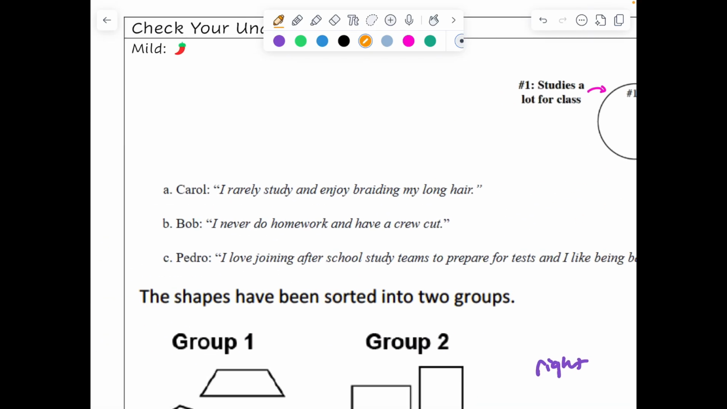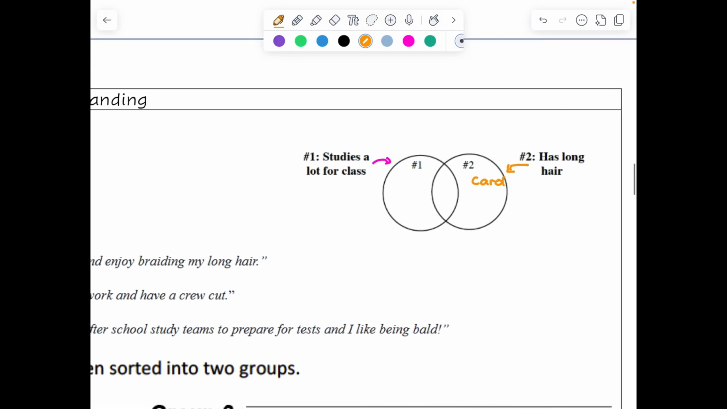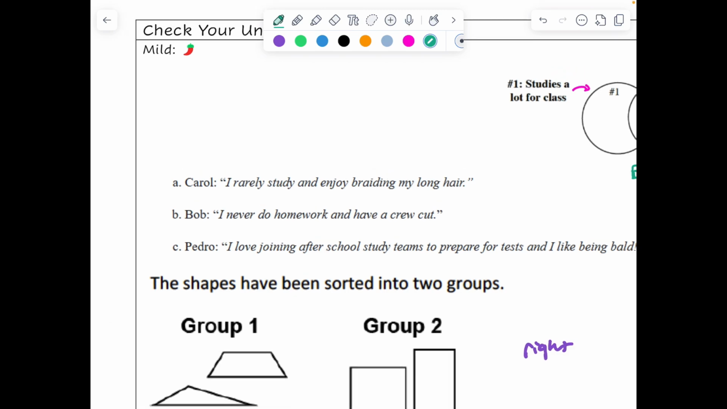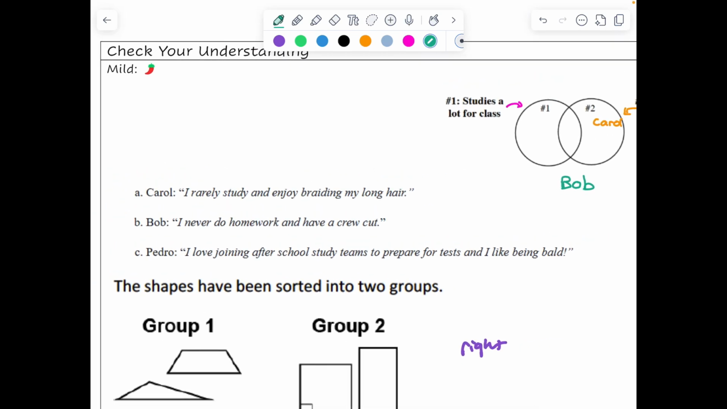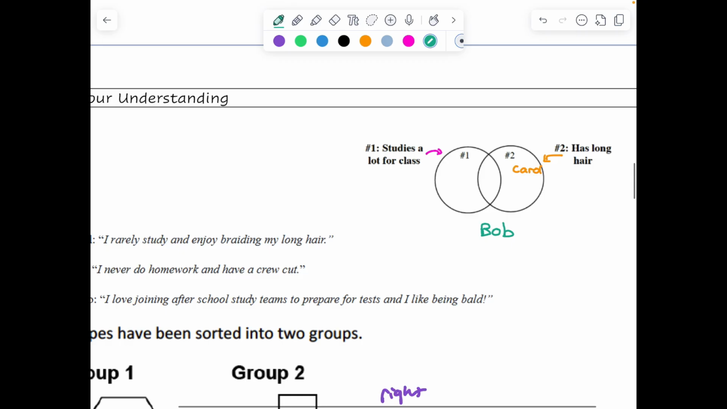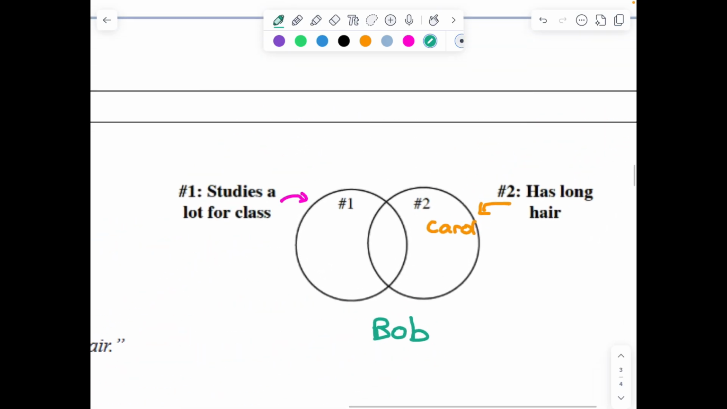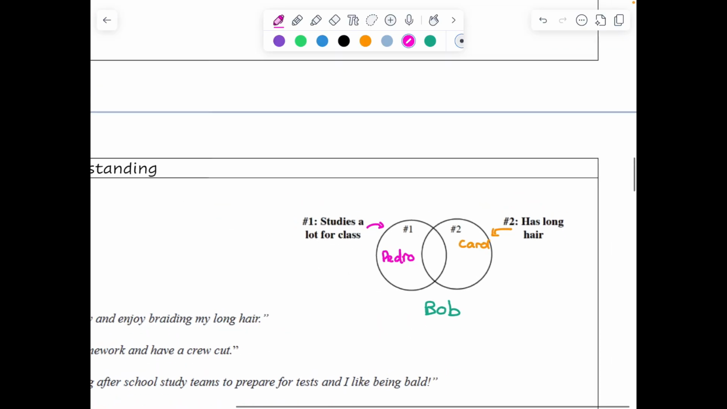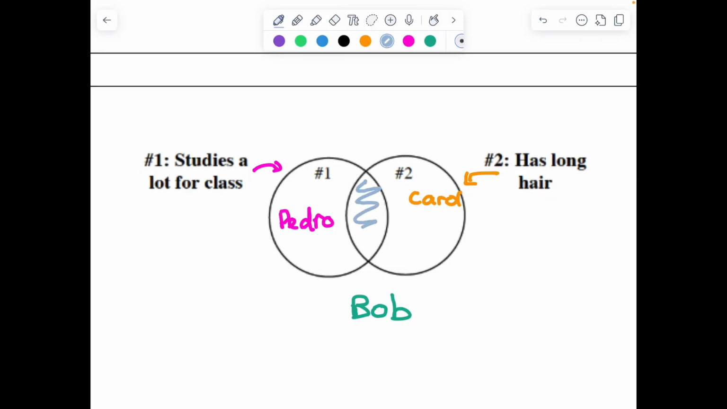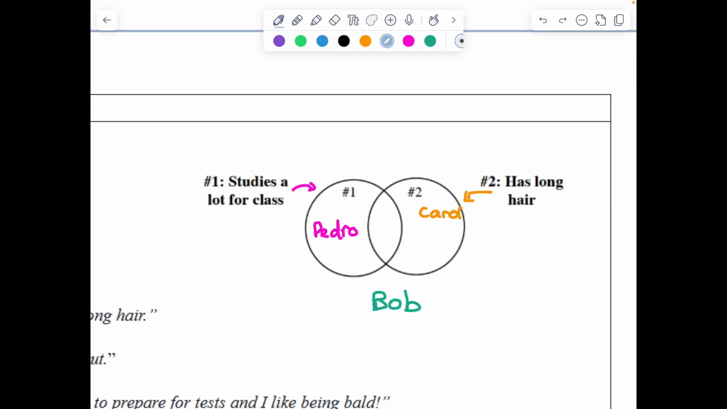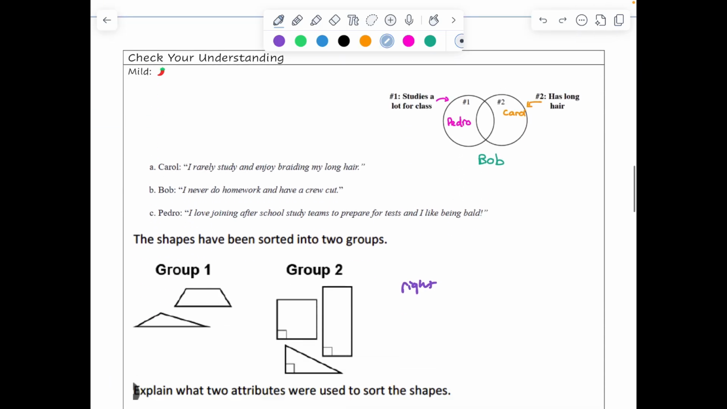Now Bob never does his homework and he has a crew cut. So Bob, he doesn't study and he doesn't have long hair. So Bob doesn't belong anywhere. He's just going to be floating outside of the circles. And then Pedro loves joining after-school study teams to prepare for tests, and he likes being bald. So we're going to have to put Pedro over here because he does not have long hair, but he does like studying. So we don't have anyone that both has long hair and loves to study. So that center overlapping area is empty.